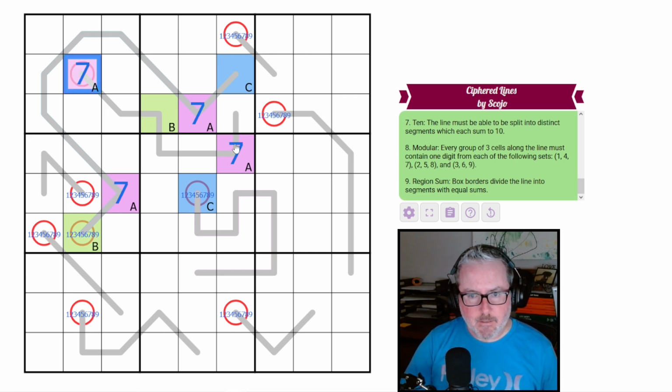Now, can we say anything about what these values could be? Because we know this plus either this and this has to add up to 10.